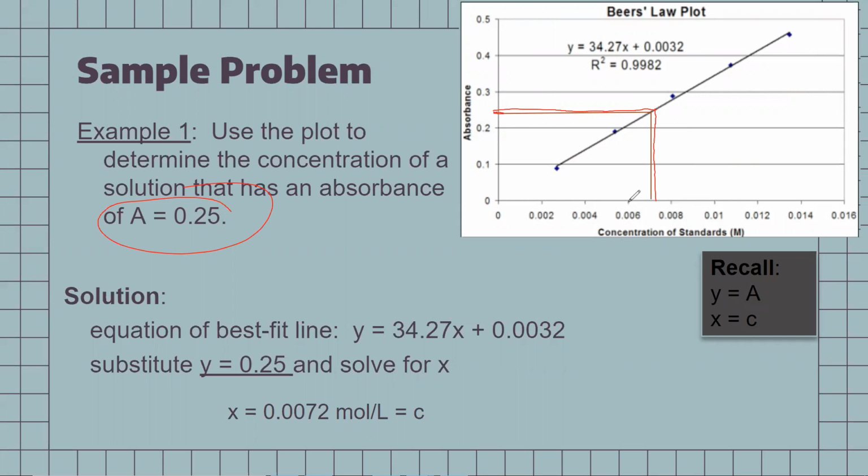So looking here, I know that my concentration that I get out of this equation should fall somewhere between 0.006 and 0.008. So my absorbance value is the same thing as y, so I can go 0.25 is equivalent to 34.27x plus 0.0032. And I can do that math and solve for x, which is the same thing as concentration. And when I do that, you should get x is equal to 0.0072, which makes sense because that falls directly in the range that we said it would be in just by estimating using the graph.